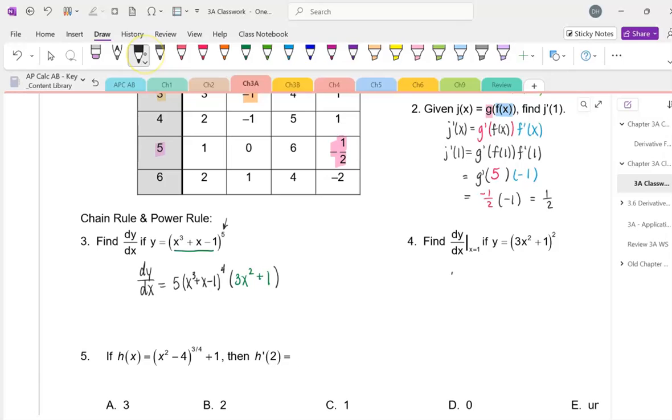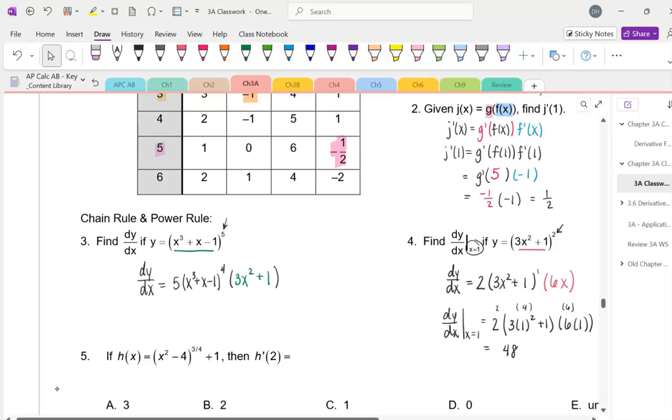In question number 4, we're going to find the derivative. Again, using the power rule, just because there's an exponent right there on the outside. So take the 2 and multiply to the front, and then you subtract 1. When I subtract 1, we get 1, which you don't have to put. The inside stays exactly the same. So we've got 3x squared plus 1. That's the inside. And now you're going to multiply by the derivative of the inside. So we've got times 6x. Next, we're going to evaluate at x equals 1 for a final answer of 48.